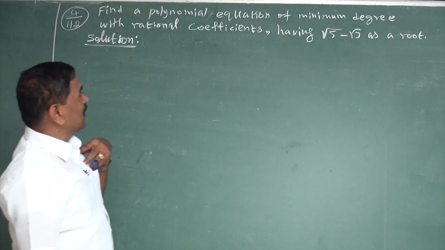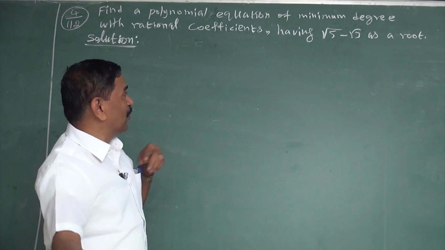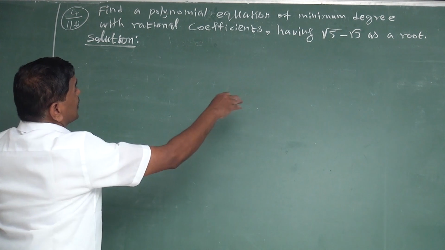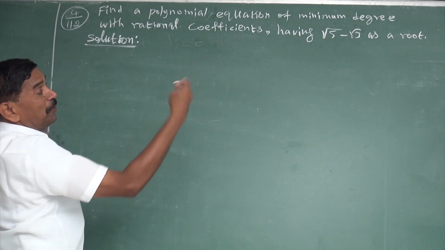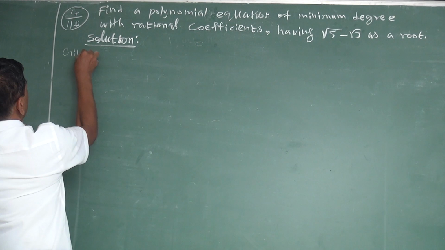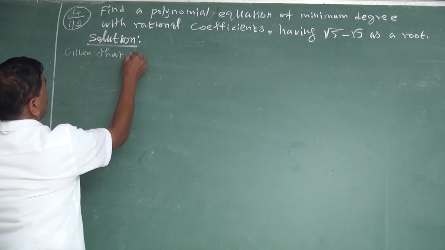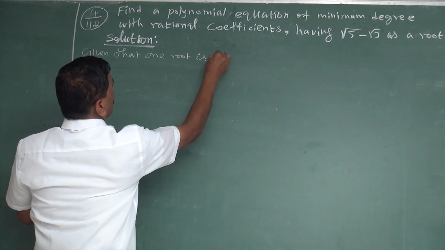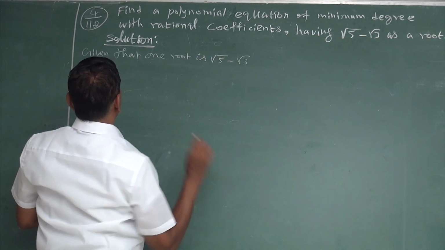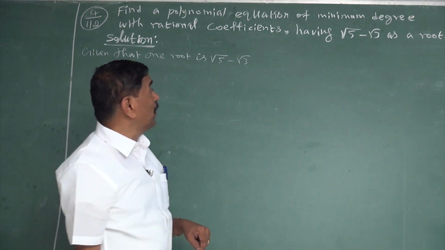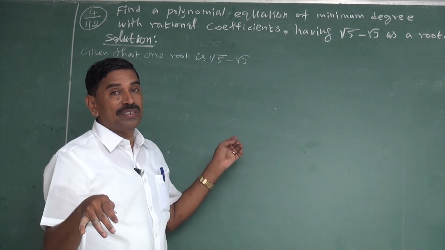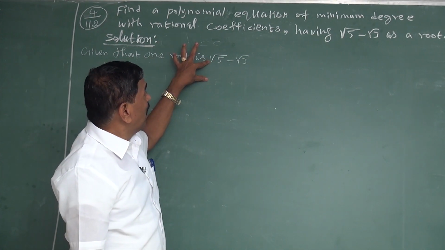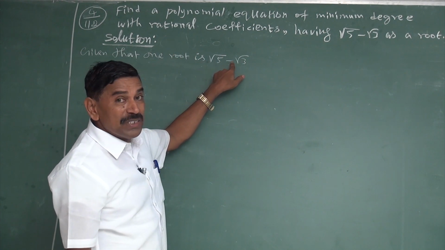Okay, now see, start the answer. If one root is root 5 minus root 3. Listen. Since it is given that one root is root 5 minus root 3, given that one root is root 5 minus root 3. Can you tell me what is the other root? Good. The other root is, here root 5 fixed and here minus becomes plus.